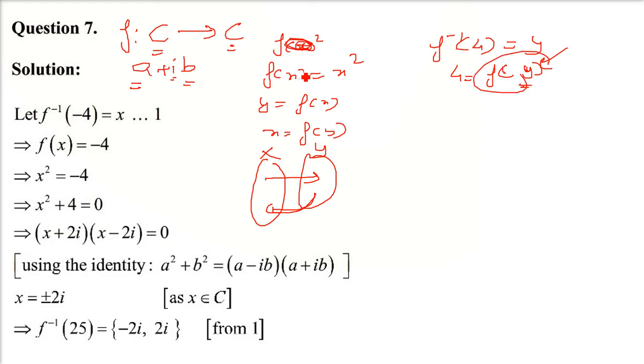So let us write it y square. This f(y) will be y square, and this will be negative 4. I'll just change it to negative 4. y square equals negative 4. So you can always change it to x square, but let us concentrate on solving this.